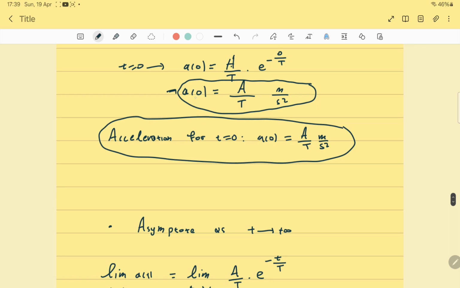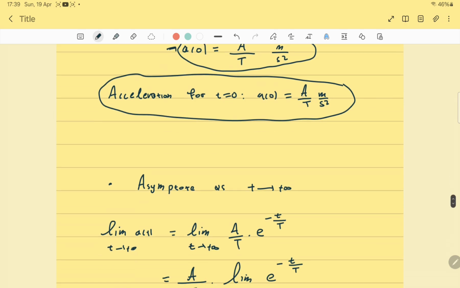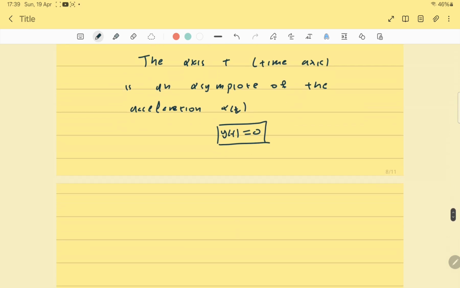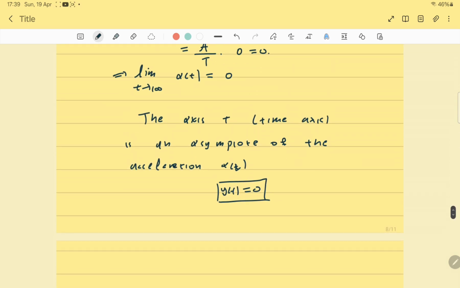When you plug in t equals 0, you find the acceleration for t equals 0 is A over T meters per second squared, and then you find the asymptote, which is the horizontal axis. The time axis is the asymptote of the function.